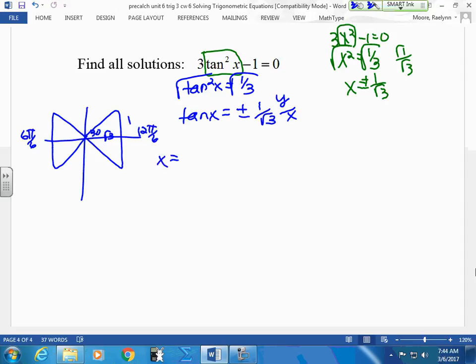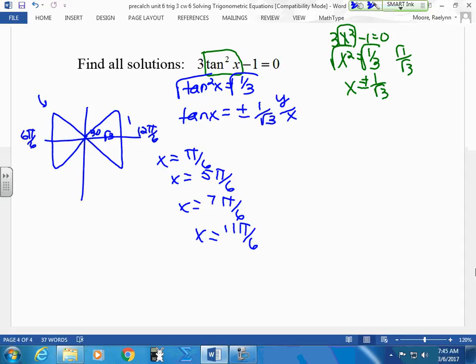Now, if I start like this, I have 4 solutions. I'm just going to write out the 4 solutions for now. This is pi over 6. This guy in the second quadrant is what? This guy in the third quadrant is what? And in the fourth quadrant? Okay, so I have 4 angles that make this true.